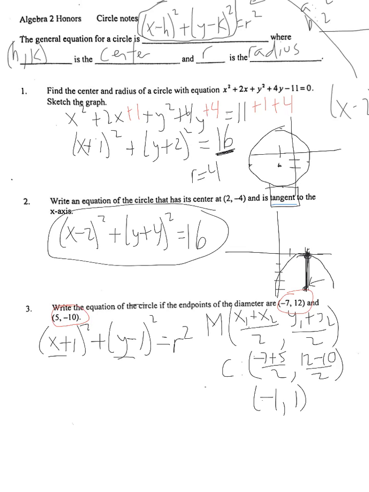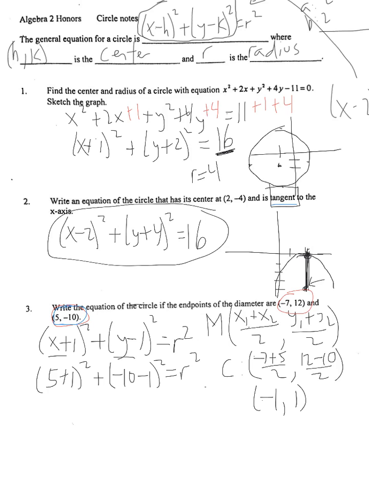It doesn't matter which one you plug in, but pick one of those 2 points to plug in for x and y. So you do have two options. You could find the length of the diameter using distance formula, and then divide it by 2. That would find r for you. Or plug in one of these 2 points for x and y. I like this option. I'm going to do that. I'm going to pick this point right here, 5, negative 10. So 5 goes in for x, so 5 plus 1 squared plus negative 10 minus 1 squared equals r squared.